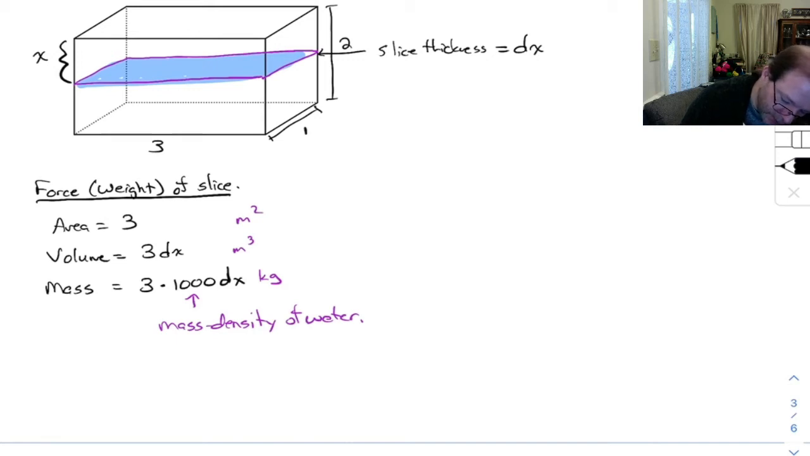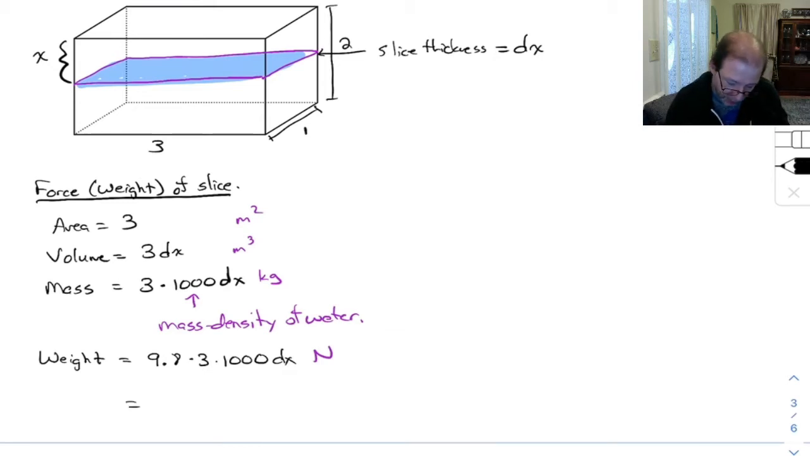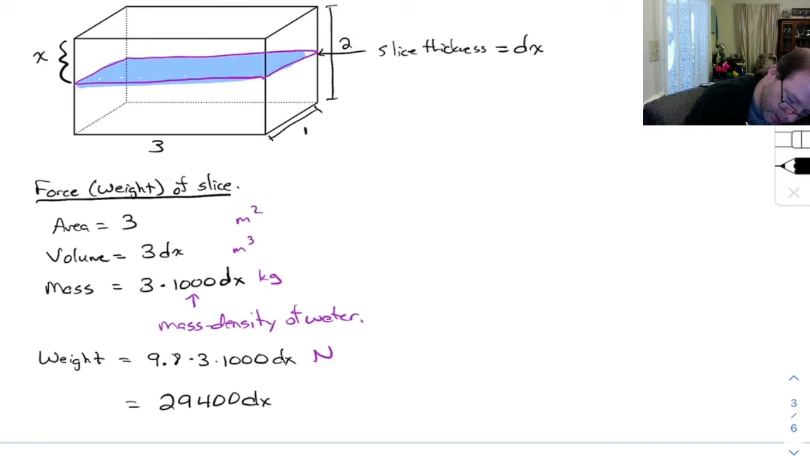And then the last thing to do is convert it from mass into newtons, or force. So the weight, we just take that and multiply it by 9.8. And that's going to give us the force in newtons. So let's combine that all together. 9.8 times 3 times 1,000 is 29,400 dx. That's the weight of the slice, which is what we wanted.